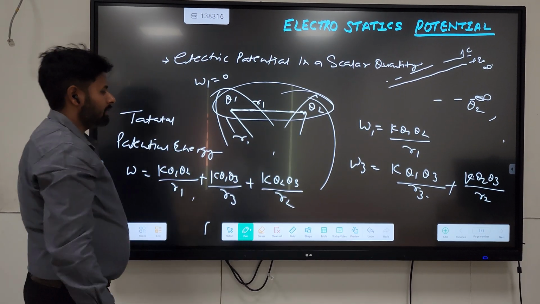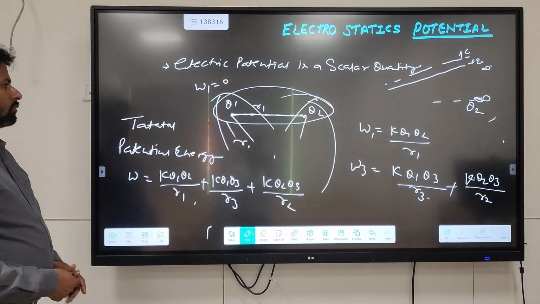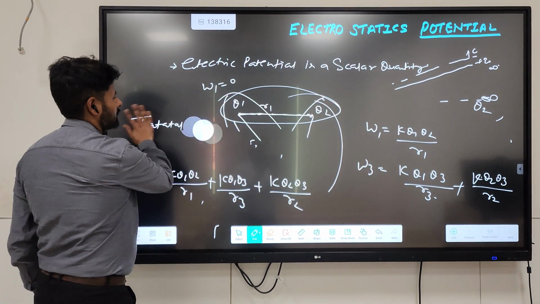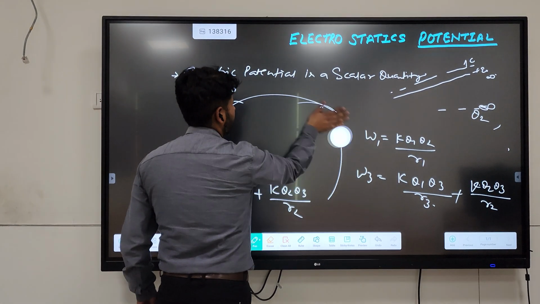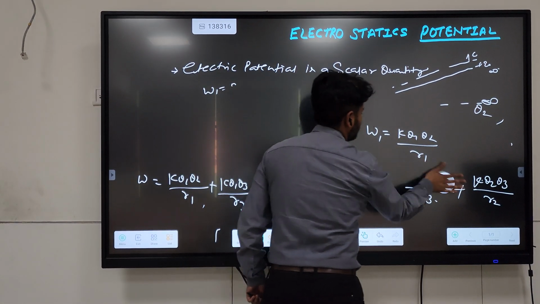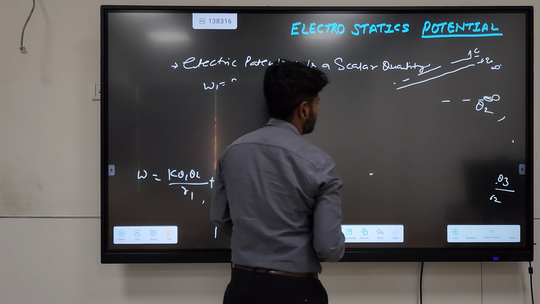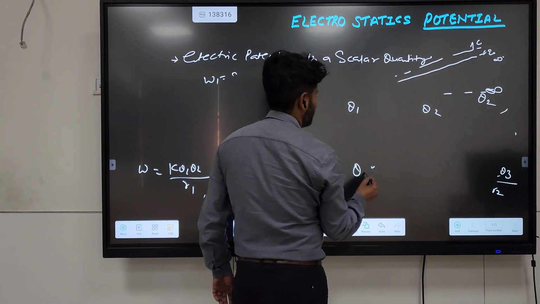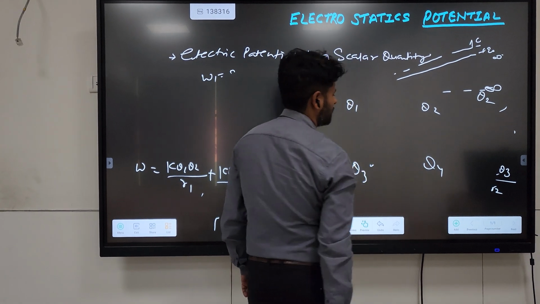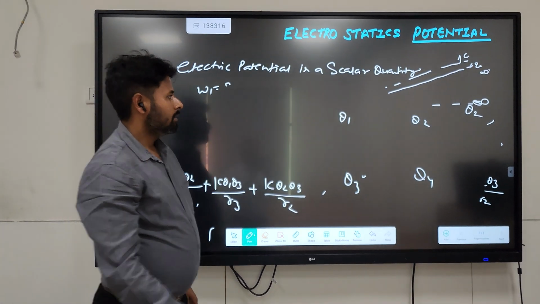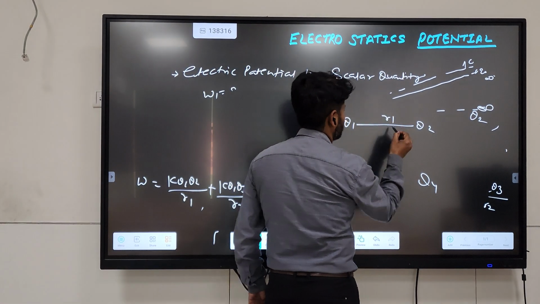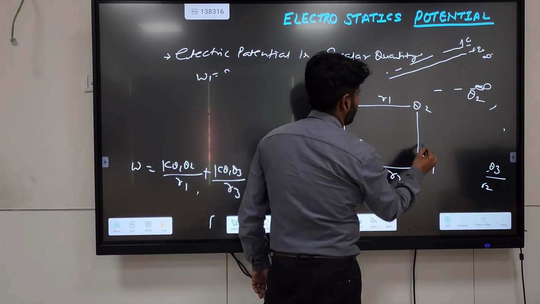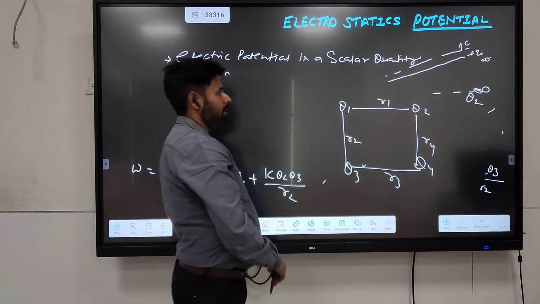Okay, and suppose there are n number of charges. How can you find the potential energy? You can find it like this: if there are n charges, you need to add up the individual pairs. Suppose there is a four charge system, Q1, Q2, Q3 and Q4, with distances R1, R2, R3 and R4. What will be the potential energy of this system?